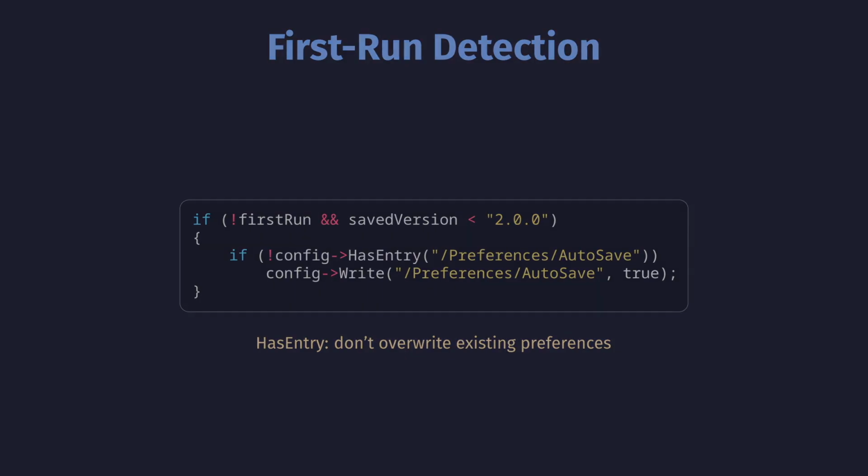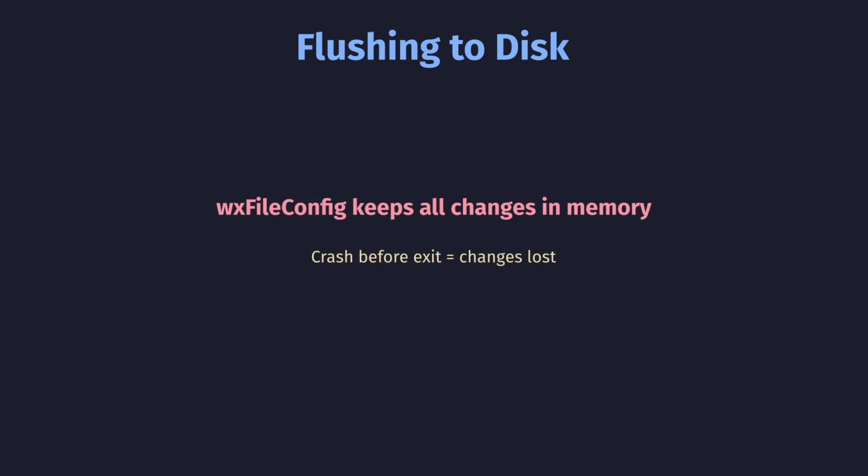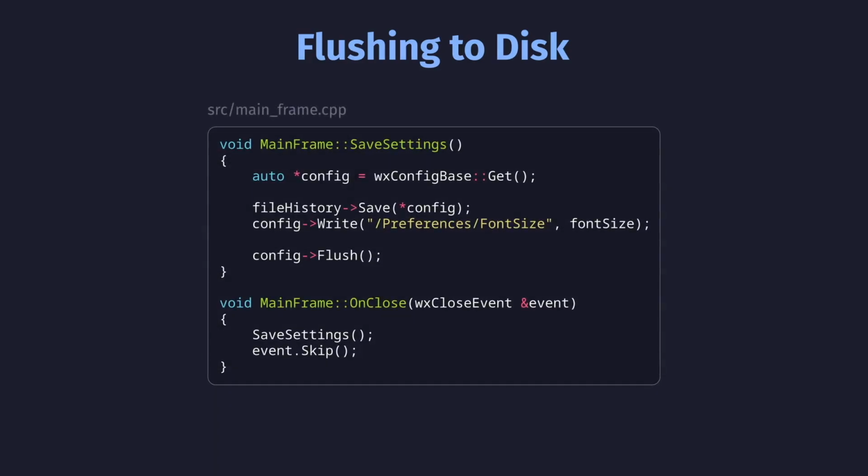Now here's something that catches people. wxFileConfig keeps all changes in memory. They get written to disk when the config object is destroyed on app exit or when we call flush explicitly. If the app crashes, those changes are lost. Our save settings method writes the recent file list, the font size, and then calls flush. The close handler simply calls save settings and then event.skip to let wxWidgets proceed with the default close behavior.